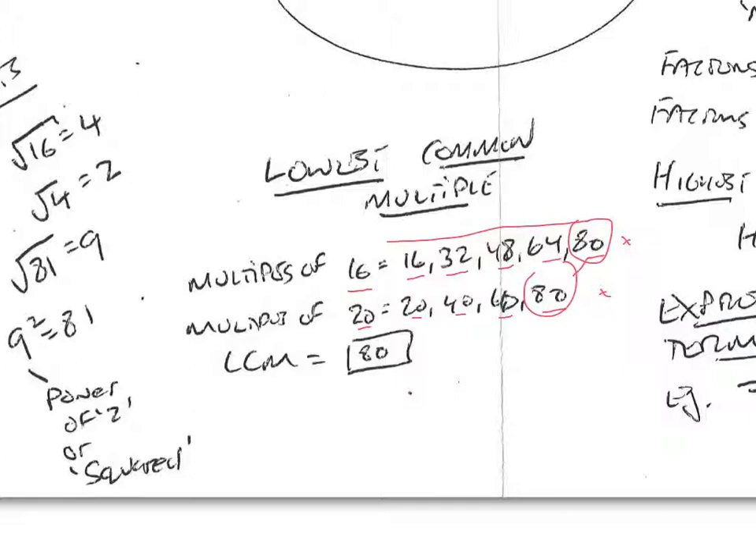We use the lowest common multiple in the addition and subtraction of fractions, which we'll come to in the next chapter.